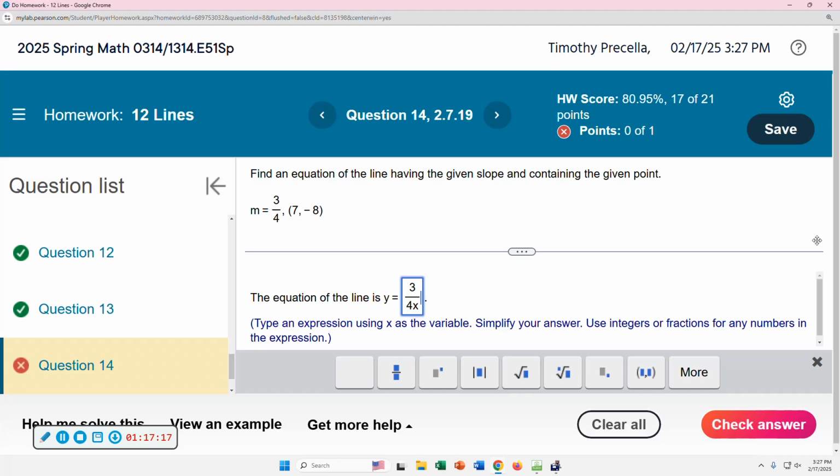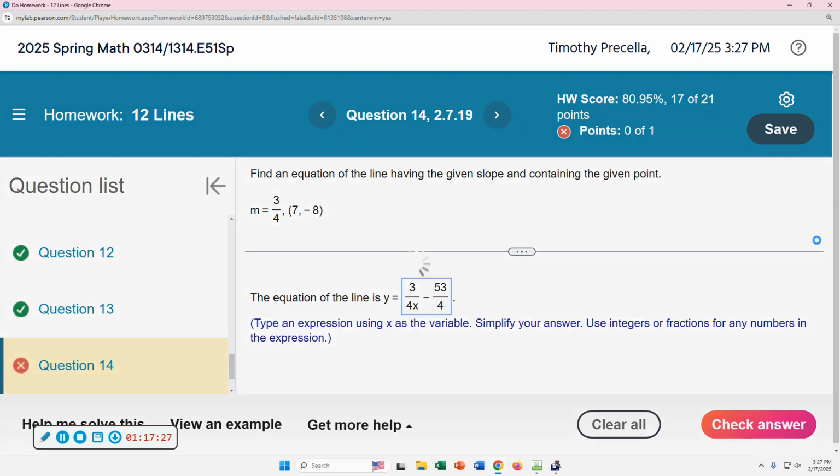3/4 x. Notice he put that x in the denominator. 53 over 4. Well, maybe they'll see. Let's count it right. What do you think?